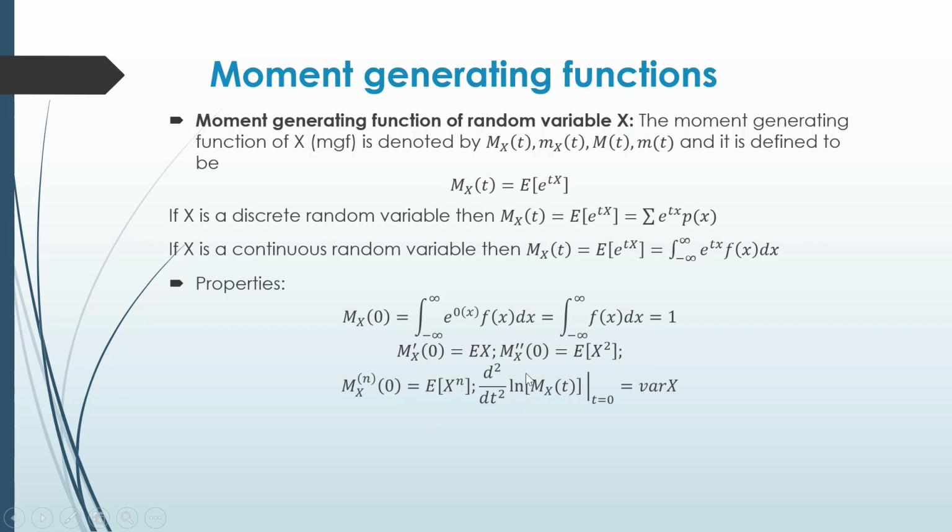And one more thing, the second derivative of the natural log of the moment generating function at the point 0 is just the variance of x. So this property is important because on the actual exam, we always have some questions about moment generating functions, about 2 to 3 questions. This is for sure. We will definitely have a few questions about moment generating functions. So make sure you memorize these.